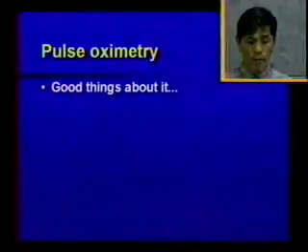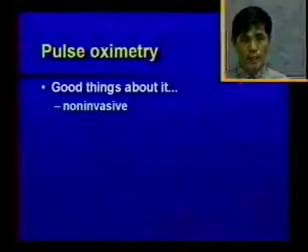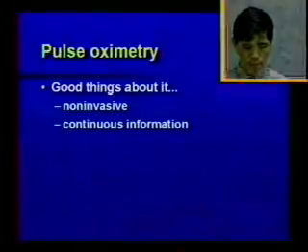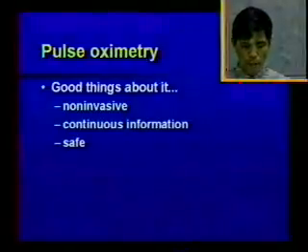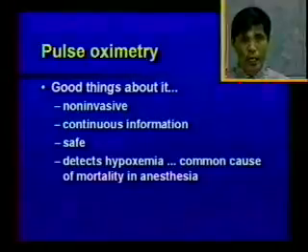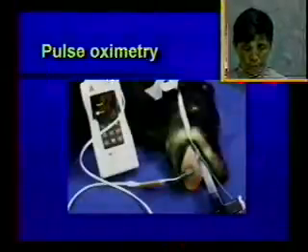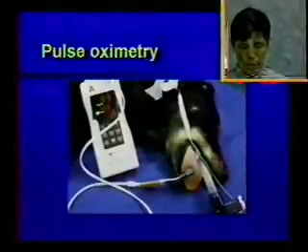There are actually many good things about pulse oximetry. It is non-invasive. It provides you continuous information. It is quite safe to the patient, also safe to you. And it detects hypoxemia. Hypoxemia may be the most common cause of mortality in anesthesia. So by using pulse oximetry, you may be able to detect that quickly and react quickly and maybe save the life of your animal. This is just a picture of a pulse oximetry.